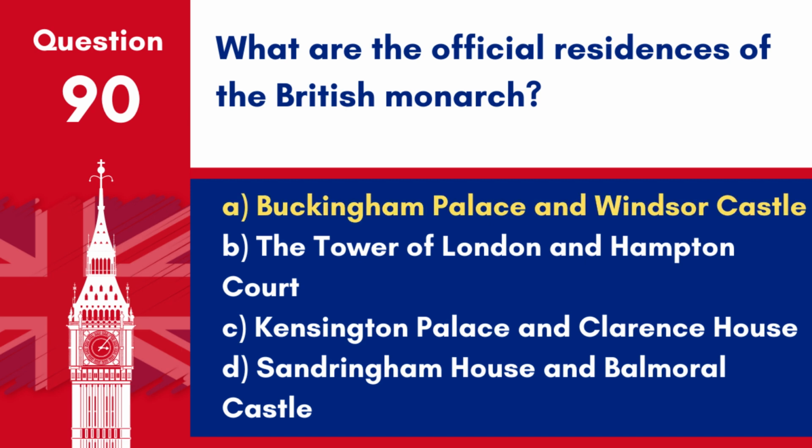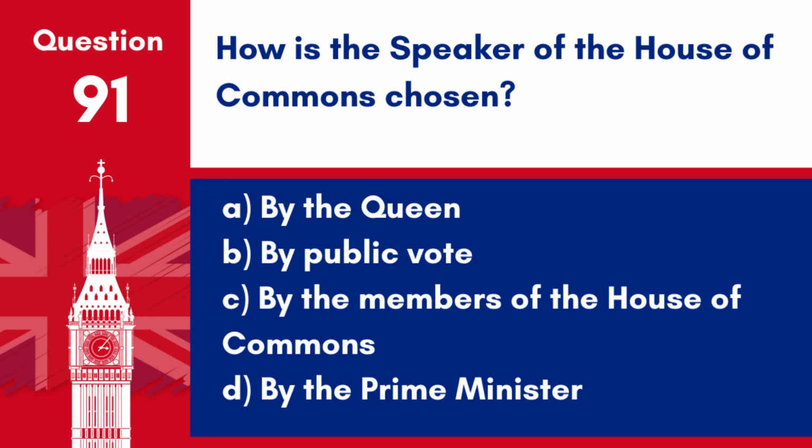Answer A. Buckingham Palace and Windsor Castle. Buckingham Palace in London is the official residence of the monarch, while Windsor Castle is used as a private residence and for official state functions. Question 91. How is the Speaker of the House of Commons chosen? A. By the Queen. B. By public vote. C. By the members of the House of Commons. D. By the Prime Minister.